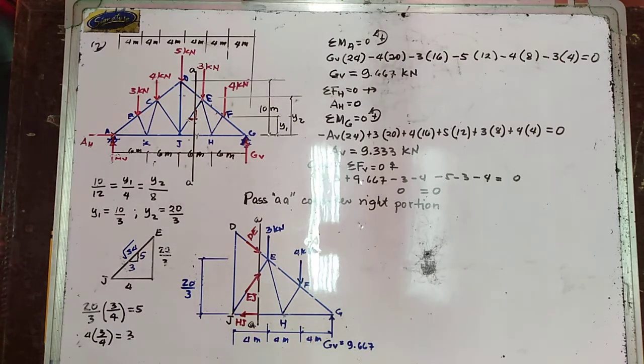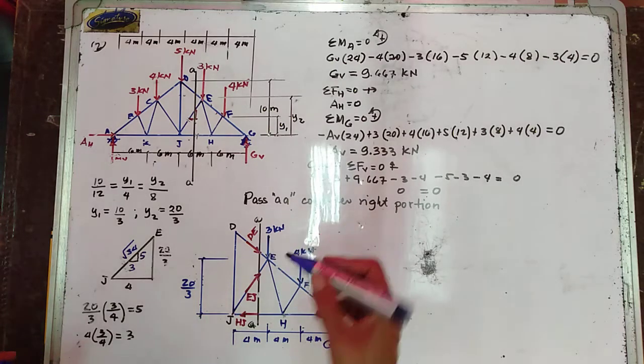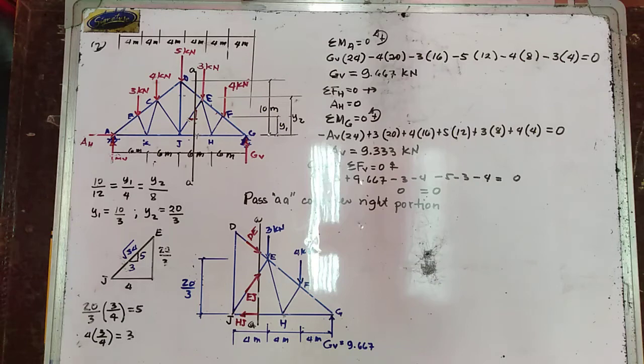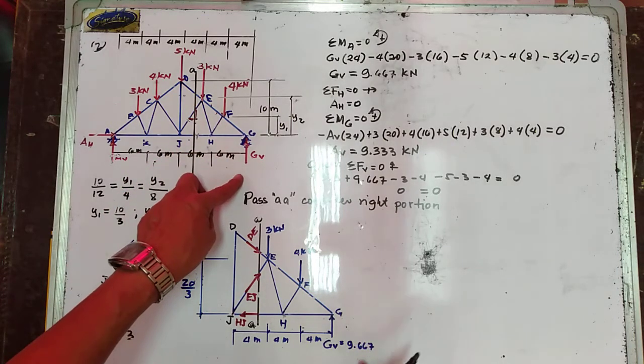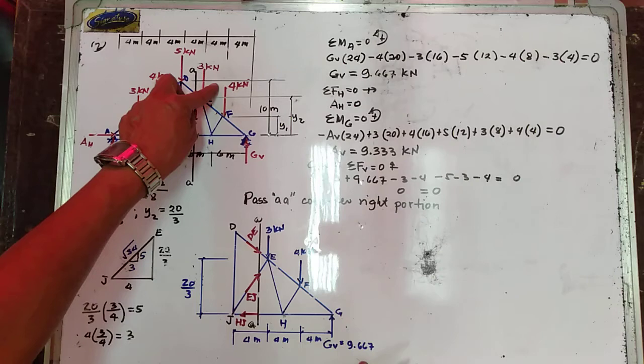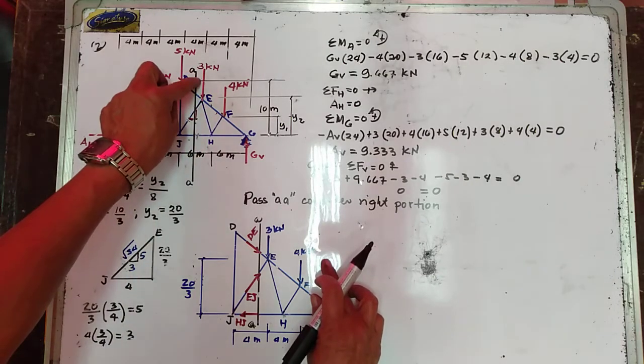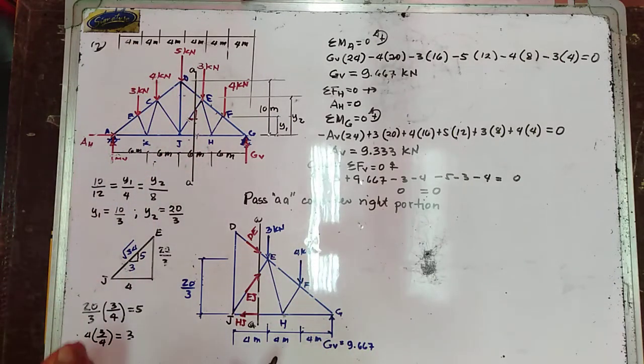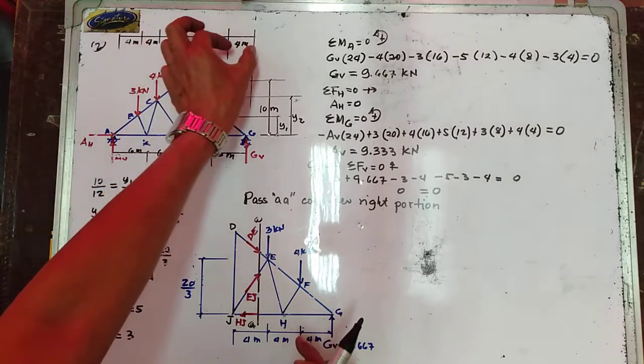Now, if I am going to take moment about point E, so this is the load. You try to take note that when you consider any portion of the cutting plane, be sure to include all the loads on that portion you are considering. So we have your GB, 9.667. We have your 4 kilonewtons. And we now have your 3 kilonewtons. So this is 4, 4, and 4.